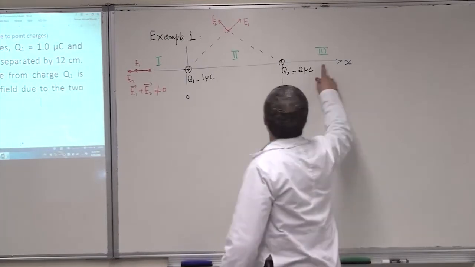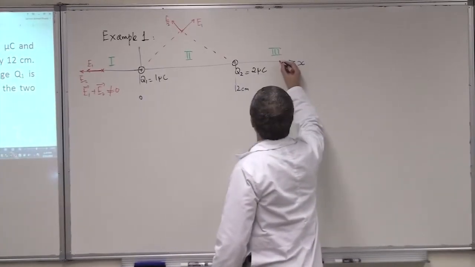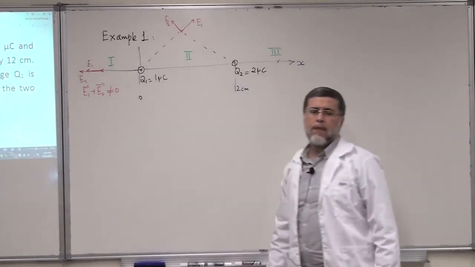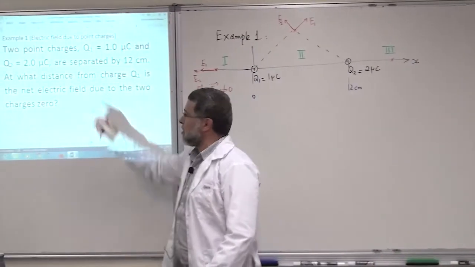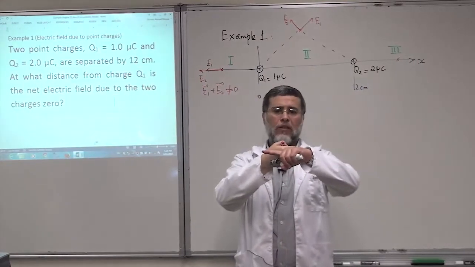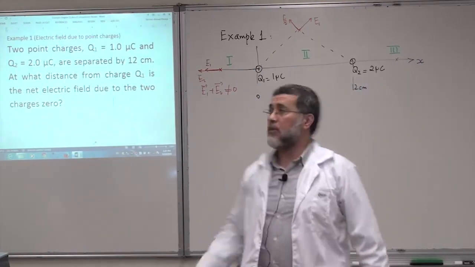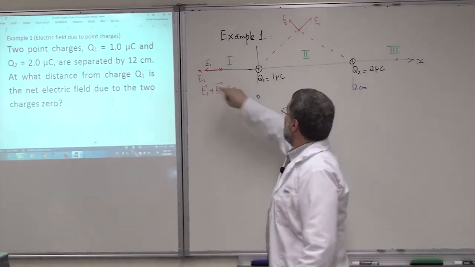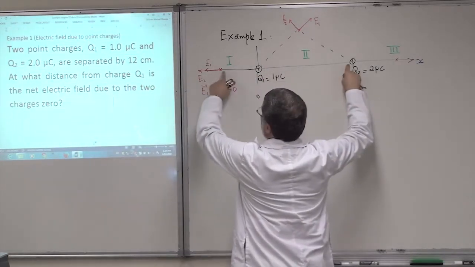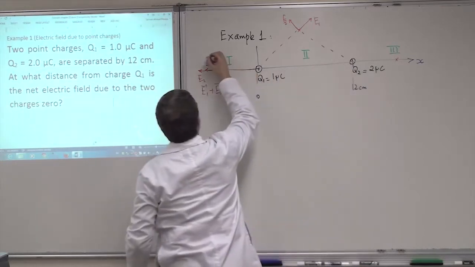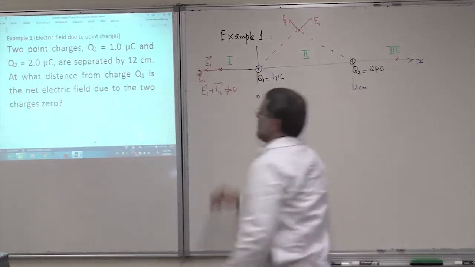Let's go to region number 3 here and do the same thing. Let's take an arbitrary point here, and see. Of course, to have the net electric field equal to 0, they should be in opposite directions, the 2 electric fields, to cancel each other. But here they cannot cancel. You can see, because for a positive charge, the electric field will be outward. And both of them are to the left, and therefore they can never cancel.